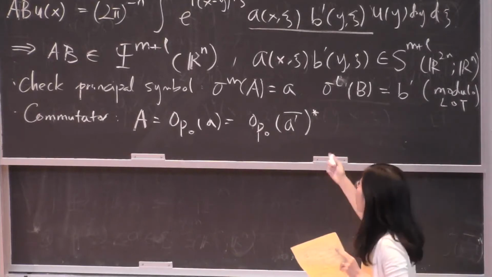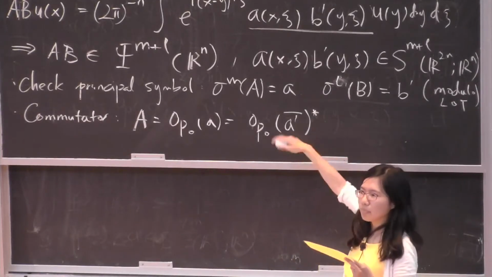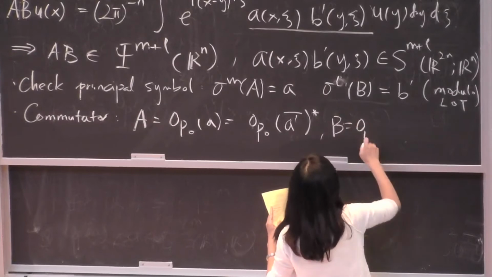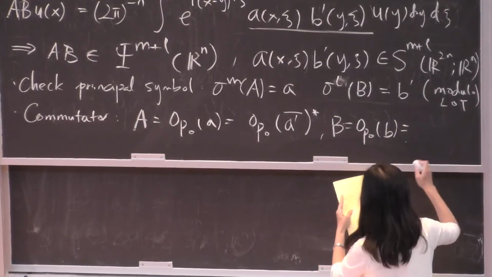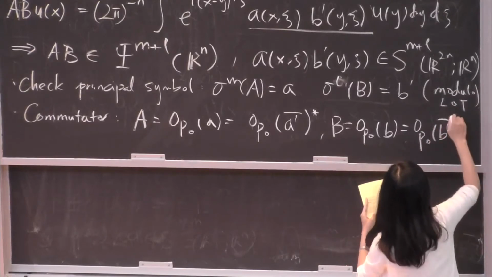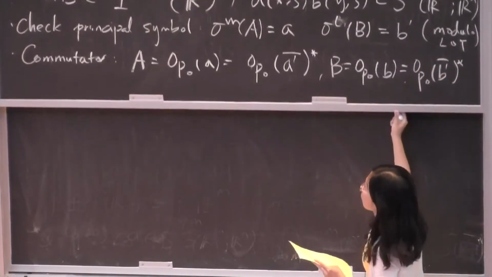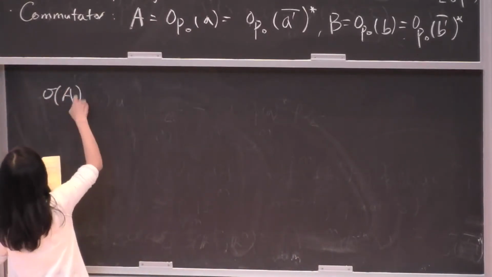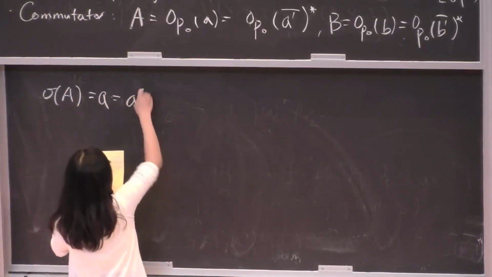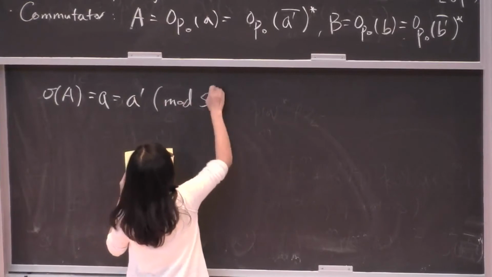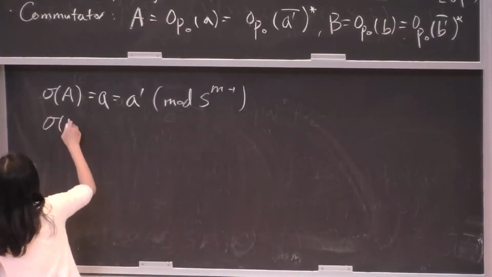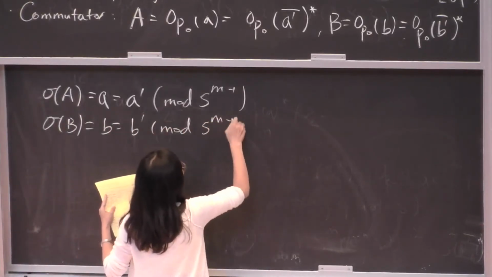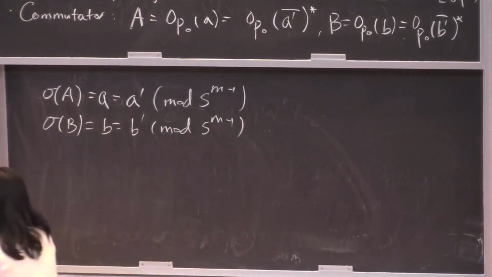So that's, again, not doing much. That's just saying that I can write it as an adjoint. And the symbol of the adjoint is given by this. And similarly, B is given by op0 B, and this is given by op0 B prime star. Okay. And then what we really have here is the following: first of all, the principal symbol of A is given by A. It's also given by A prime, and of course, everything is modulo lower order terms. And similarly, B is equal to B prime, and again, it's modulo S^(m-1) terms. Okay, so this you can easily check.